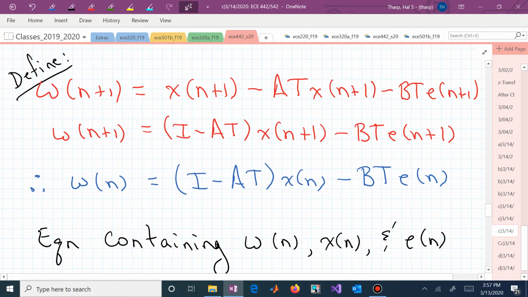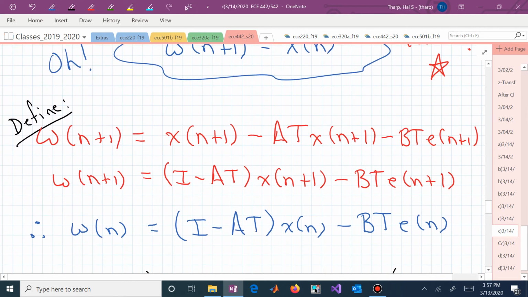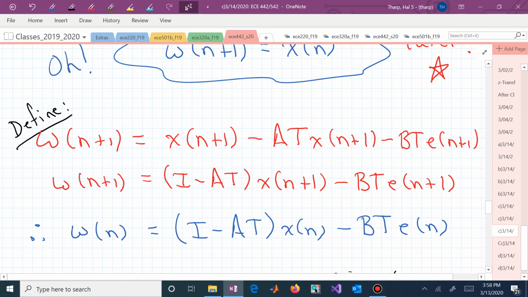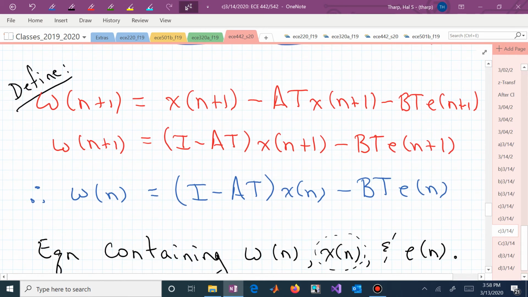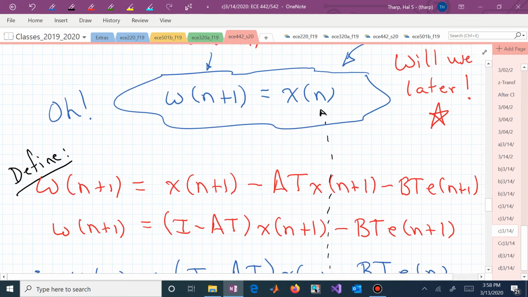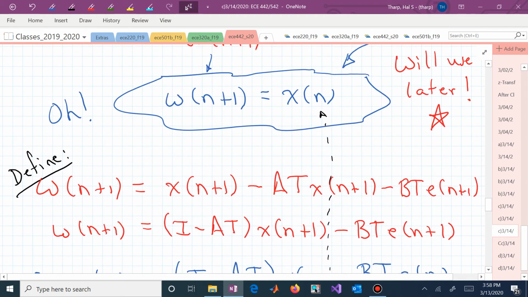And they're all at the present time n, which really allows us to say, oh, if we can now solve this equation for x of n in terms of w of n and e of n, we can now use that up here to obtain w of n plus 1 in terms of w of n and e of n.